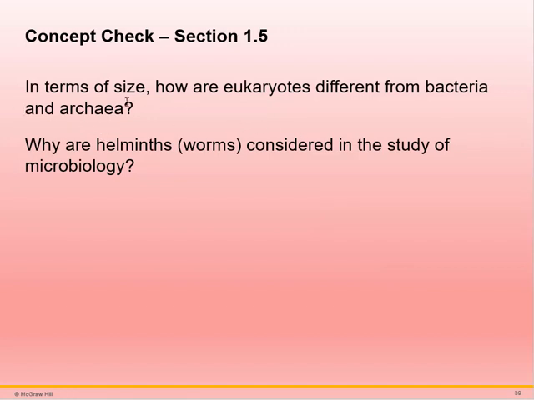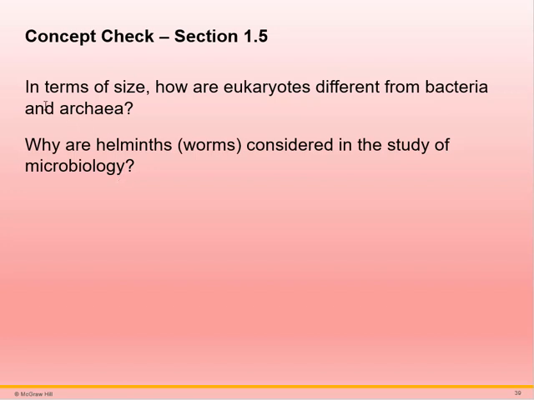In terms of size, how are eukaryotes different from archaea? And why are helminths, worms, considered a part of the study of microbiology? We'll go over those answers in a minute. So pause and answer those questions, and then we'll come back and talk about it.